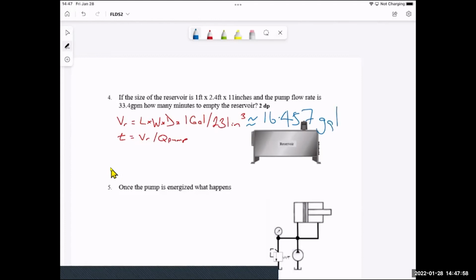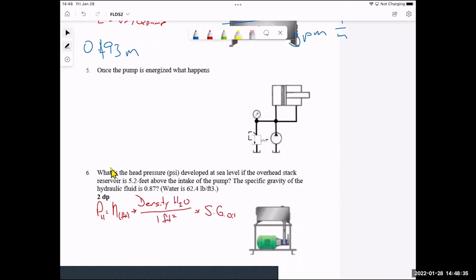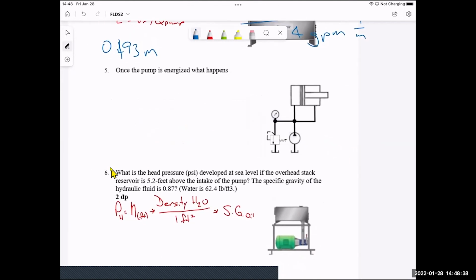Gallons. Okay. Time equals the volume of that reservoir divided by the flow rate of that pump. So what was that? We were given that here, 33.4 gallons per minute. When I divide that out, I'm going to get my answer of roughly 0.493. Okay, a gallon over a gallon cancels, and gallons per minute is equivalent to 1 over a minute. Put that on the other side, I get minutes for my units. So 0.493 minutes.